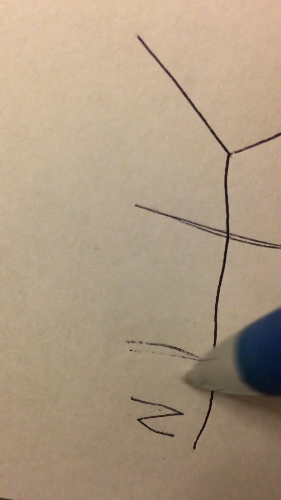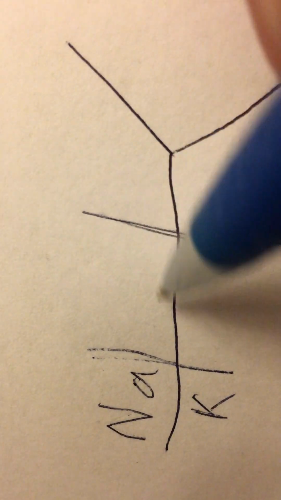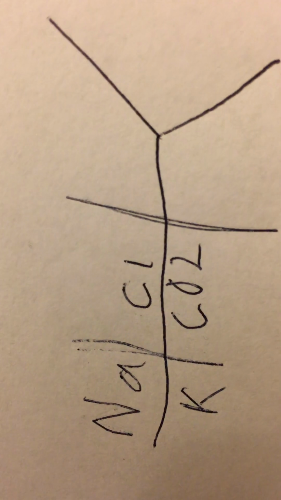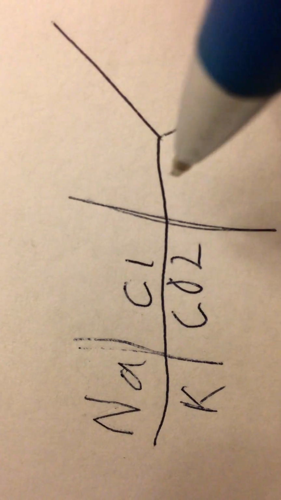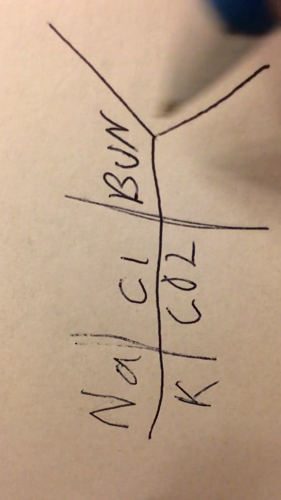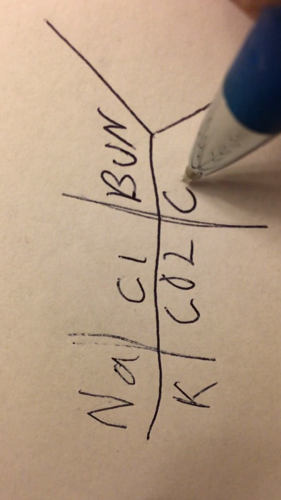Sorry. With our sodium. Then we go to our potassium, then our chloride, then we go into our bicarbonate, which is labeled CO2, I know. Then we go into our BUN, which is blood urea nitrogen, and then we go into our creatinine.